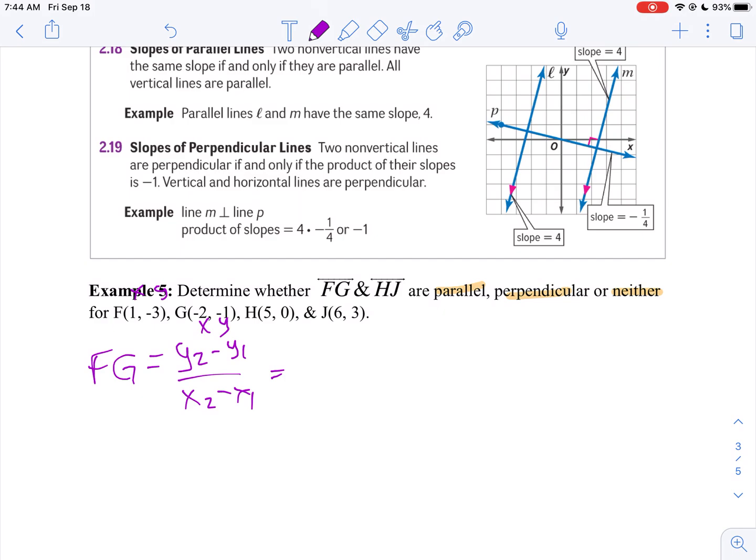So I'm going to say -1 minus a -3, which is -1 plus 3, over -2 minus 1. -1 plus 3 is 2. -2 minus 1 is -3. So a negative divided by a negative is a positive. So the slope of FG is 2/3.